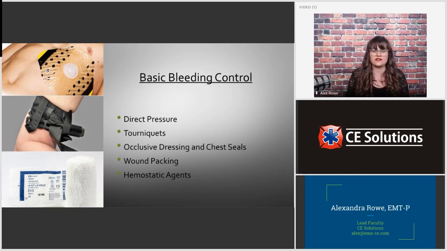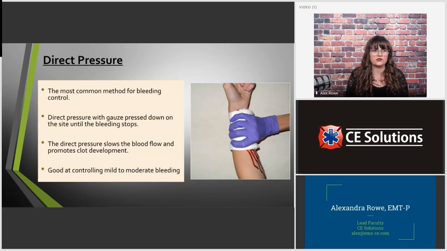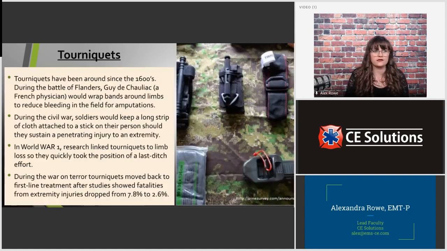Tourniquets, that's a great option. It's no longer a last resort. There's occlusive dressing and chest seals, wound packing, and hemostatic agents. So direct pressure is one of the most common methods for bleeding control. You would take that gauze, again, put it directly on the site until the bleeding stops. Again, don't peek, because there's going to be that clot that ends up forming. Usually this helps with mild to moderate bleeding.